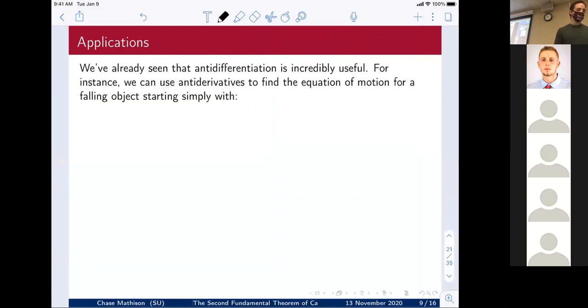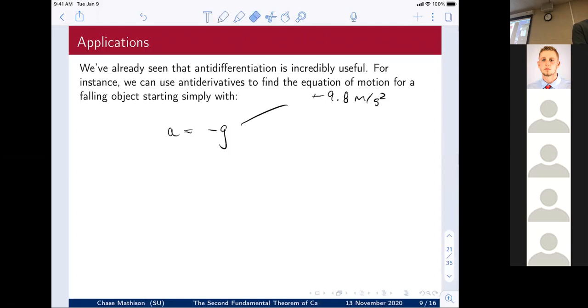All right, then let's look at a few cool applications of the integral and the fundamental theorem of calculus. So we've already seen that anti-differentiation is really useful. For instance, when you're talking about falling objects, in physics, you always start off with a equals negative g, where g, if you're using meters and seconds, is 9.8 meters per second squared.